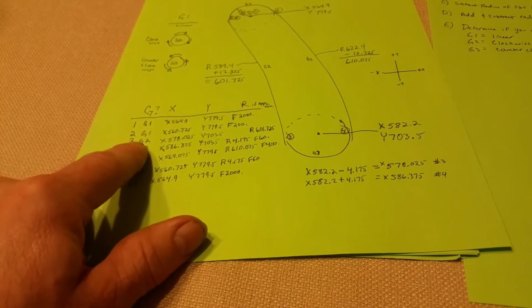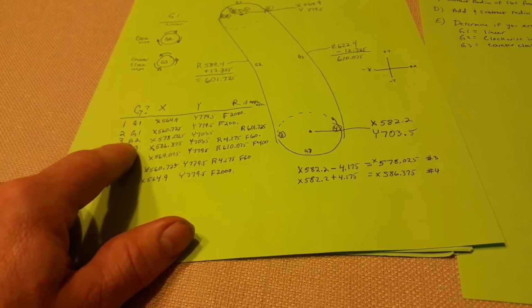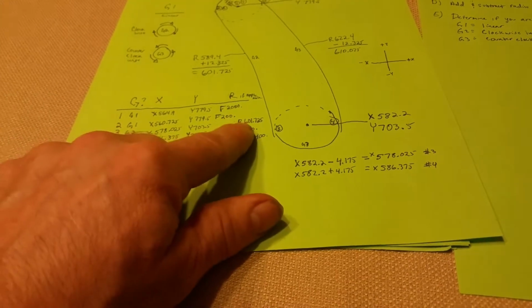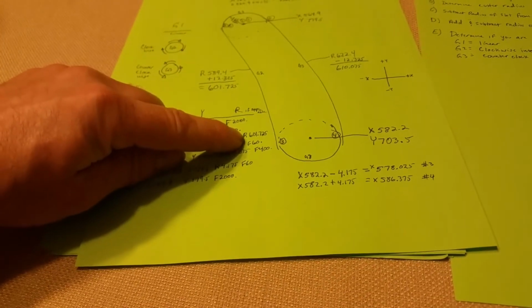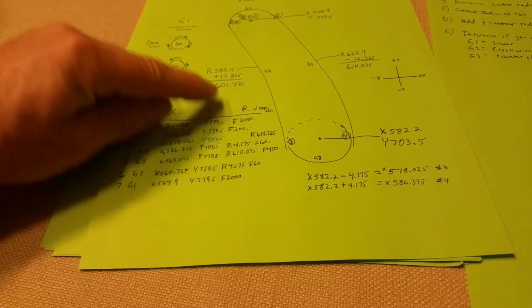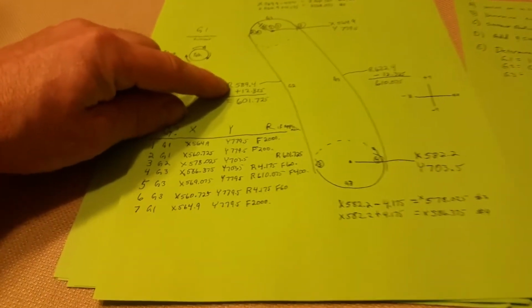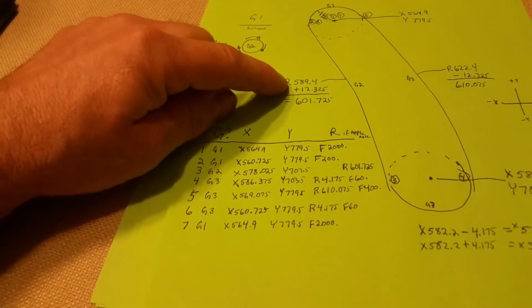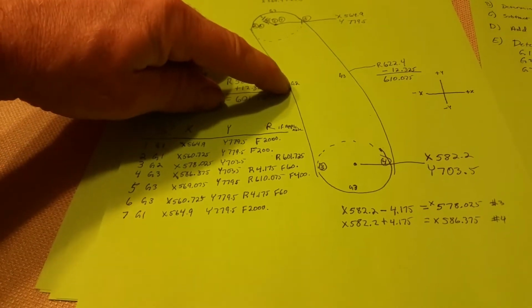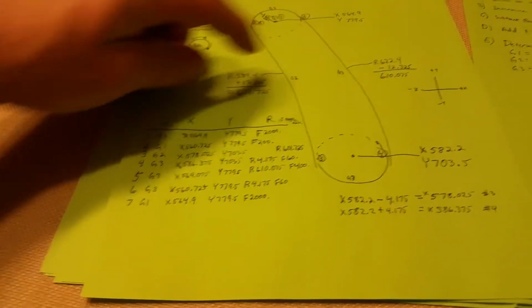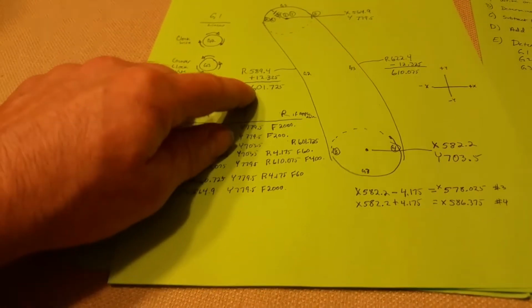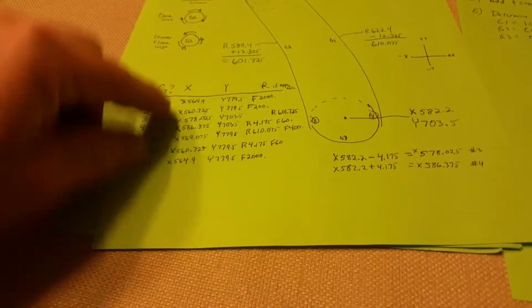And now, we have a G2 move, so we need to tell it what the R is. That's 601.725. The print showed 589.4, but we need to move the radius of the cutter over. That gives us 601.725.